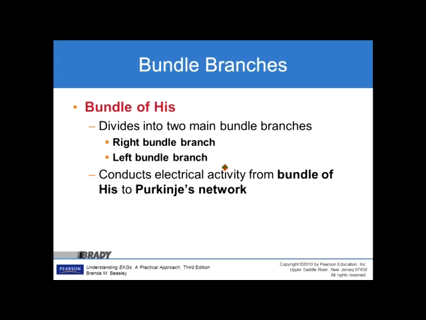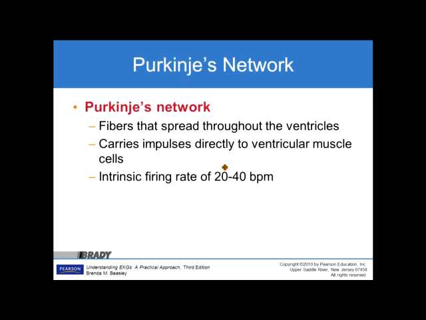The bundle branches. The bundle of His divides into two main bundle branches, a right bundle branch and a left bundle branch. The bundle branches conduct electrical activity from the bundle of His, just below the AV node, to the Purkinje network. Now, if you'll remember in our first illustration, the Purkinje network is the actual fibers that are touching the myocardial tissue itself. So whenever the stimulus gets to the Purkinje network, this will transmit the electrical impulses to the myocardial tissue and cause contraction. The Purkinje network fibers spread throughout the ventricles and carry impulses directly to the ventricular muscle cells, with an intrinsic firing rate of 20 to 40 beats per minute.